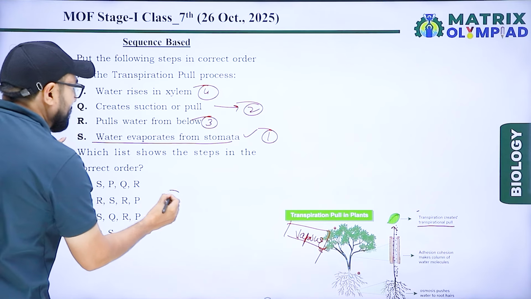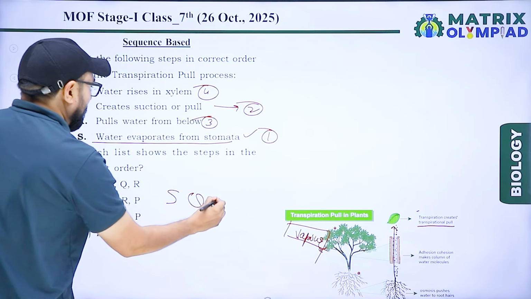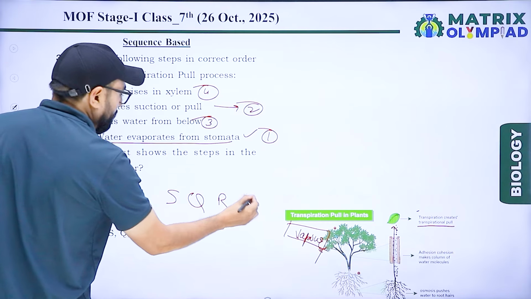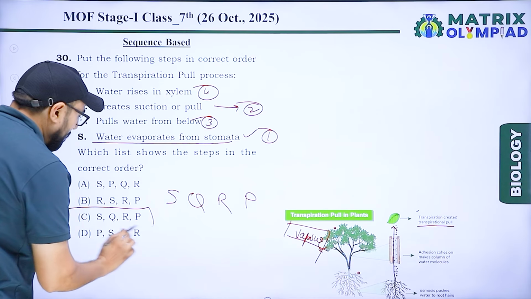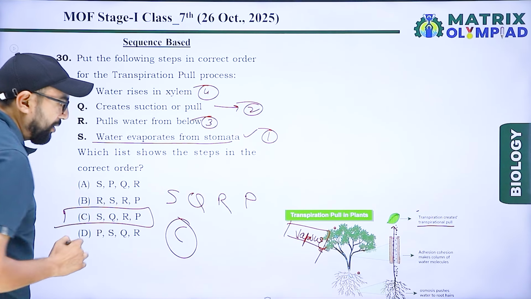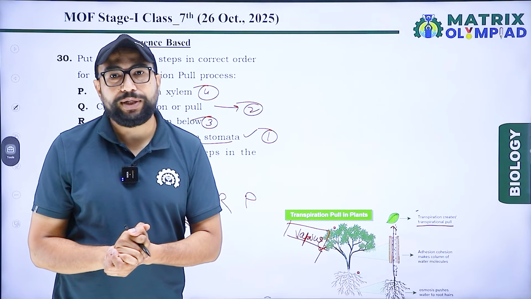According to this, S, Q, R, and P, so S, Q, R, P is option C. Option C is the right answer for this question. These are all the solutions for biology.